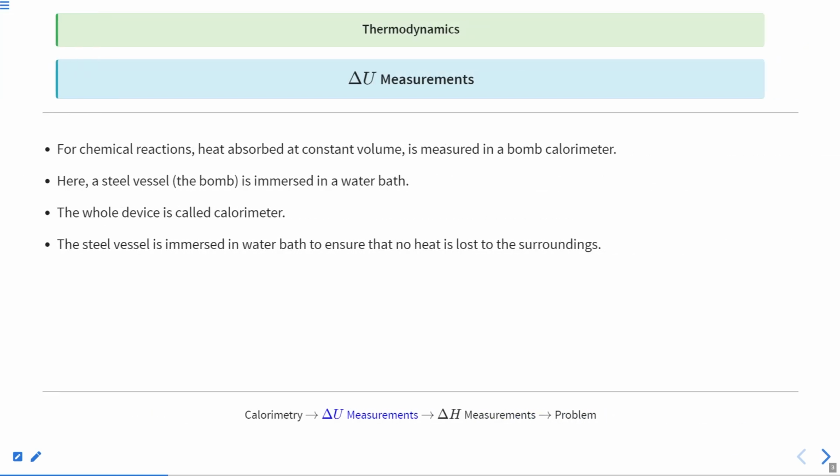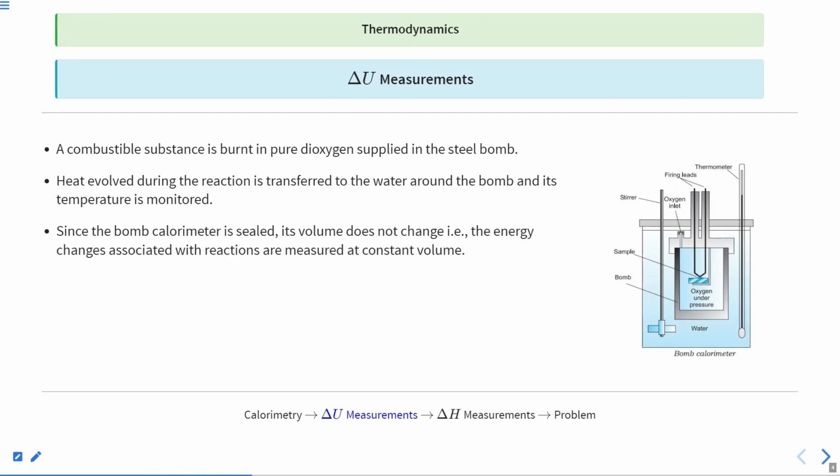Now, for chemical reactions, heat absorbed at constant volume is measured in a bomb calorimeter. As I have told, since we are keeping the volume constant, the calorimeter will be termed a bomb calorimeter, and the bomb, or the steel vessel, is immersed in a water bath, and the whole device is called a calorimeter. The steel vessel is immersed in water to ensure that no heat is lost to the surroundings.